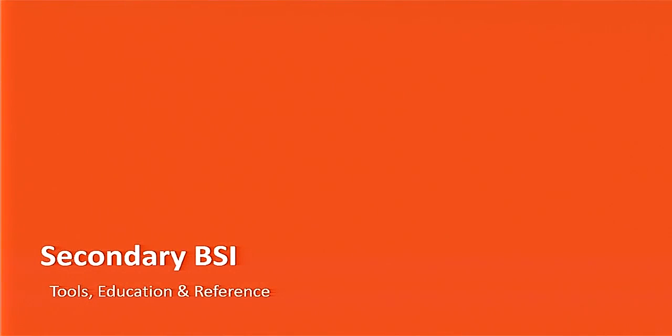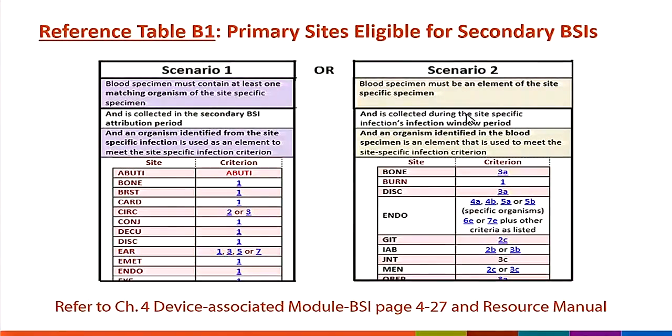So we're going to talk just a little bit, very briefly, about some tools that we have to make your life a little bit easier in making these determinations, some educational offerings that we have, and references before we get into our case studies. And the first tool that I want to bring to your attention is Table B1 from the BSI protocol. And this table is the primary sites that are eligible for secondary BSIs.